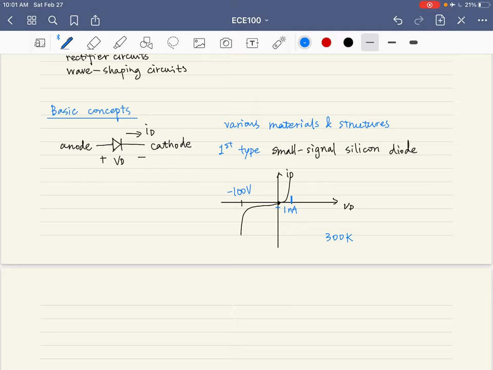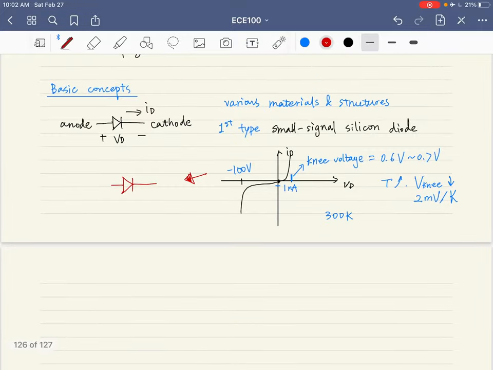And the voltage threshold at which the current grows rapidly is called the knee voltage, which is usually 0.6 volt to 0.7 volt. As temperature increases, the knee voltage will drop at a rate of 2 millivolts per Kelvin. Okay. So small signal silicon diode is actually the diode we usually see in our exercises and exams with a drawing like this.